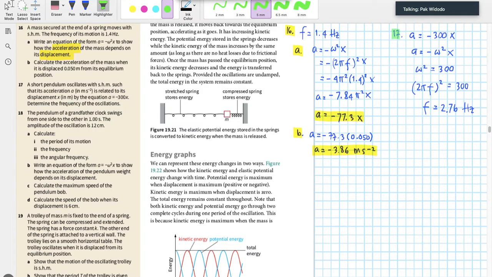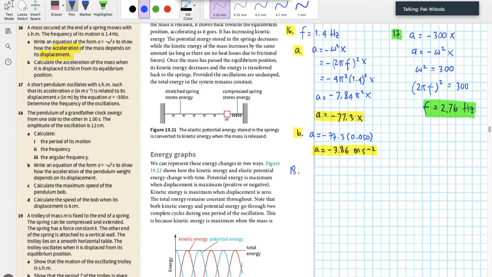Okay, this is number 17, and we get the answer as 2.76. Okay, I think one more number, 18. We try number 18 here.